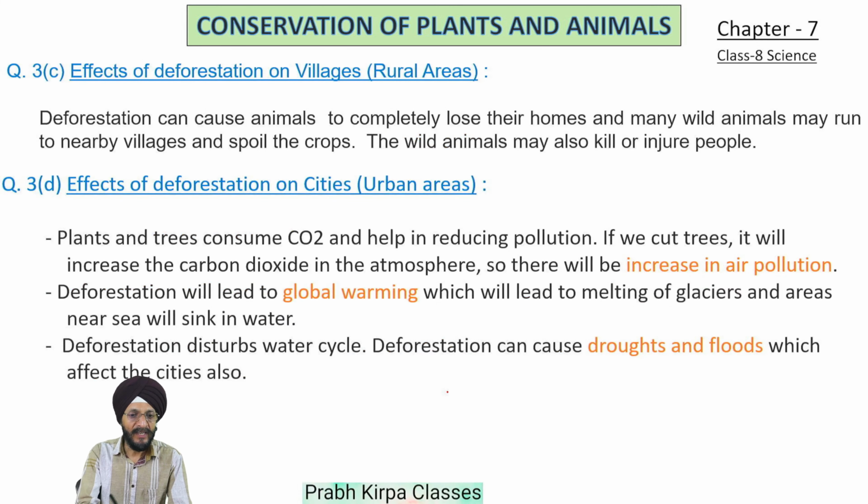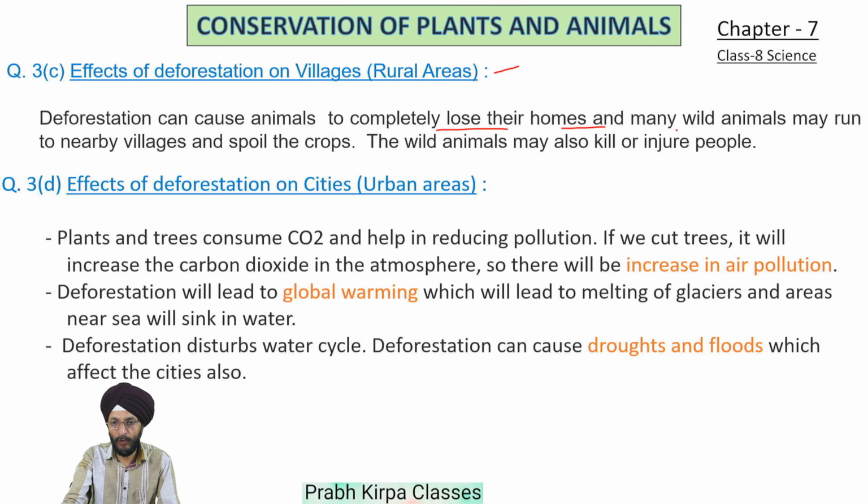3C: effects of deforestation on villages and rural areas. Deforestation can cause animals to completely lose their homes, and many wild animals may run to nearby villages and spoil the crops. The wild animals may also kill or injure people.